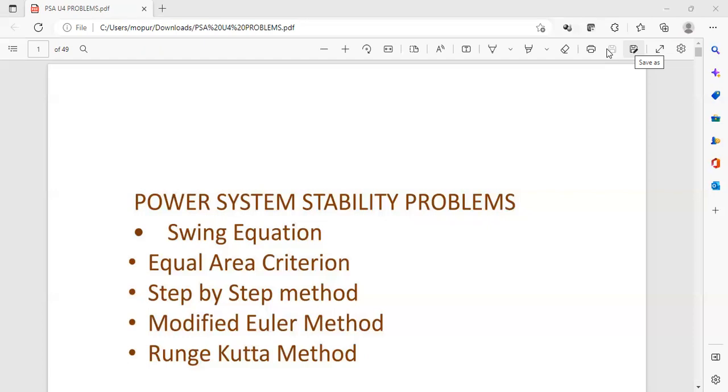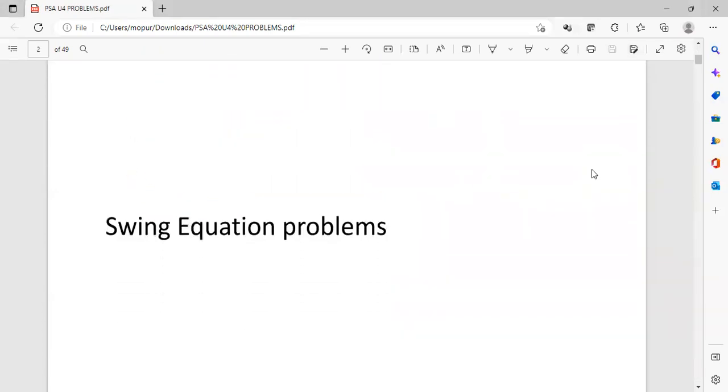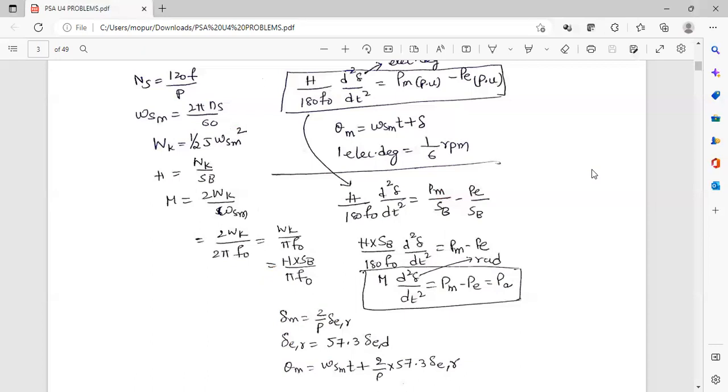First of all, let us recall the formulas which are needed for solving problems in swing equation. We know that Ns is equal to 120 F by P. This is the synchronous speed formula. Since we are studying the swing equation for an alternator, the alternator will be rotating at the synchronous speed. So Ns is the synchronous speed, which is 120 F by P. We can find omega, which is equal to 2 pi Ns by 60.